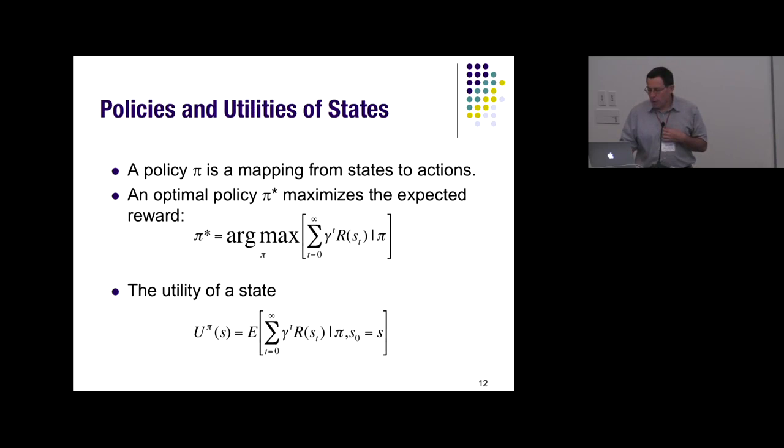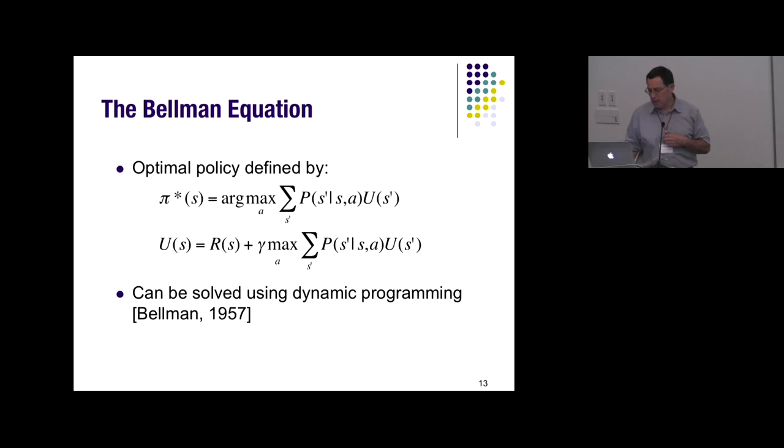So the utility of a state, as I said, is the reward to go. What happens from now on if I execute the optimal policy? Well, you can take an arbitrary policy and evaluate it, but the utility U star is the utility of the optimal policy. And how do we compute that? So it's based on the following observation. The utility of a state is connected to the utility of neighboring states using what's called the Bellman equation.